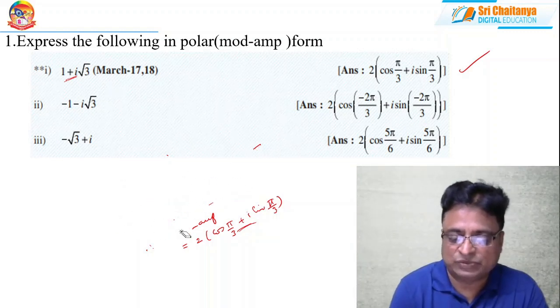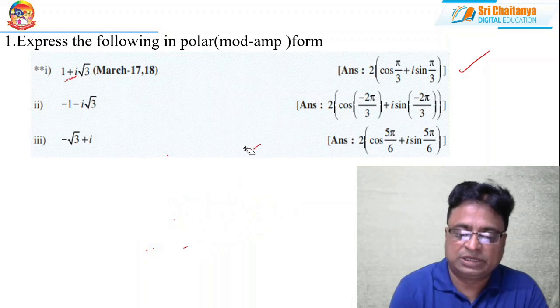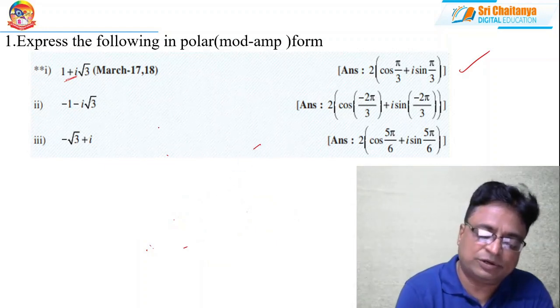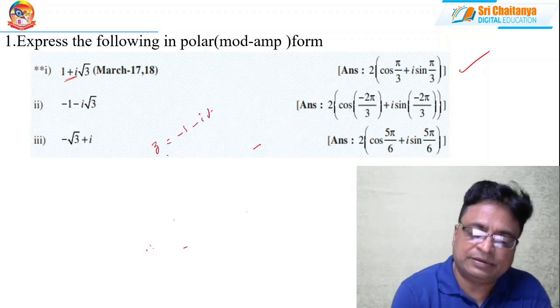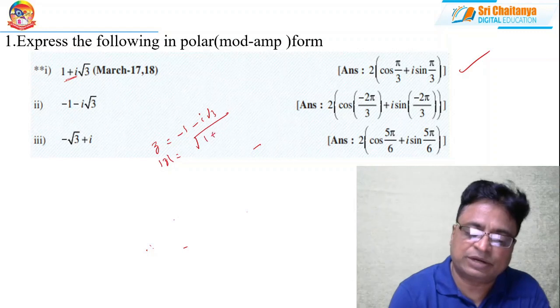Now coming to the second question, z is equal to minus 1 minus i root 3. See my friends, here z is equal to minus 1 minus i root 3. So mod z is equal to the root of minus 1 whole square, which is 1, and minus root 3 whole square, which is 3, so root 4, that is equal to 2.